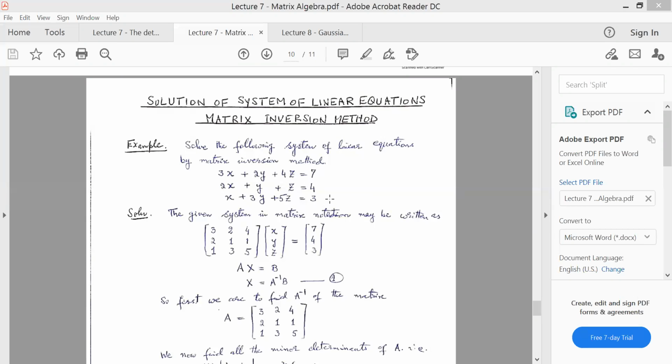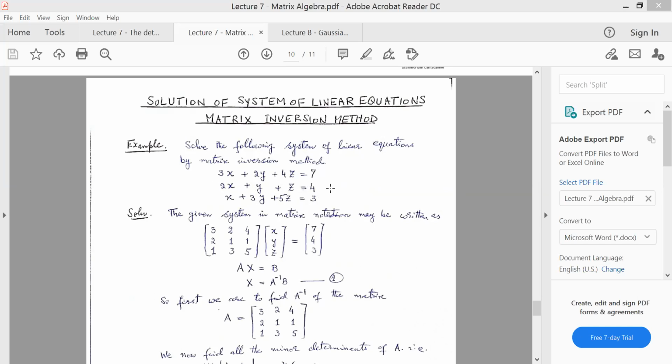And the system must be written in the standard form. What is the standard format? That all the x values should be written in one column, then all the y values in the next column, all the z values in the next column, and the pure constant terms must be written shifted to the right side. If these equations are not written in this format, then shuffle the terms. If this 3 is written here as minus 3 equal to 0, so the format is not the standard. You must bring the pure constant term to the right side. These are all the pure constant terms without any variable.